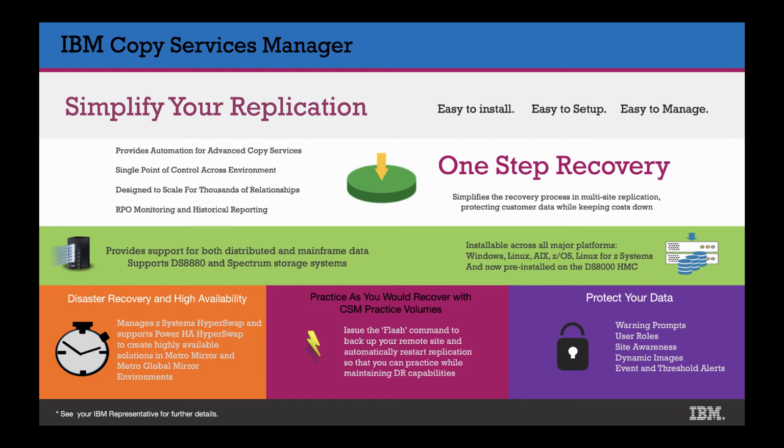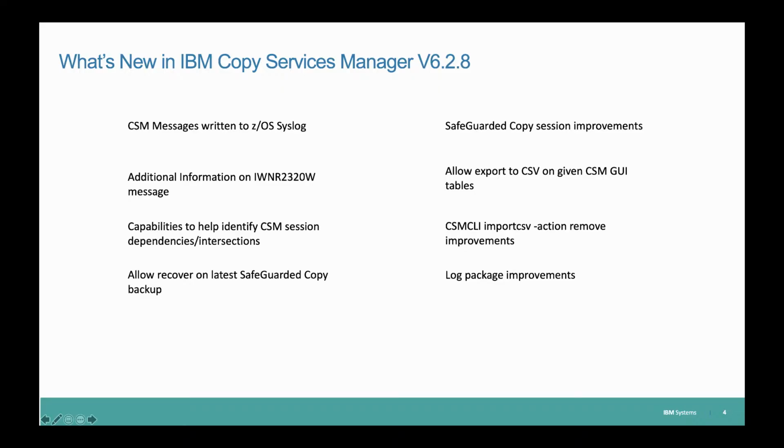And then last, we have some data protection type things where we have warning prompts that prevent you from issuing replication going in the wrong direction. We have user roles that allow you to specify who can do what in the environment. Site awareness, so you can label each of your storage systems with a location as well as your sessions. And we have event and threshold alerts. As you can see, if you're managing replication, particularly in IBM storage, CSM will save you a lot of time, money, effort, etc. All right, so let's go into what's new.